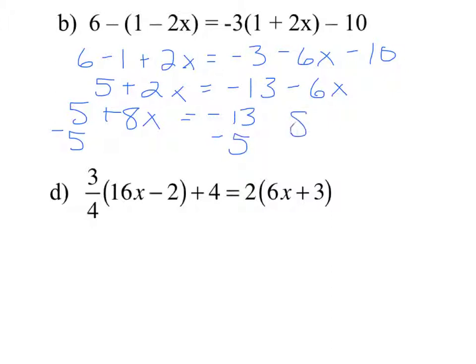So I have 8x equals negative 18. And when I divide by 8, I'm going to have negative 18 over 8. And I want to reduce that fraction as much as possible. So I'm going to have negative 9 halves.